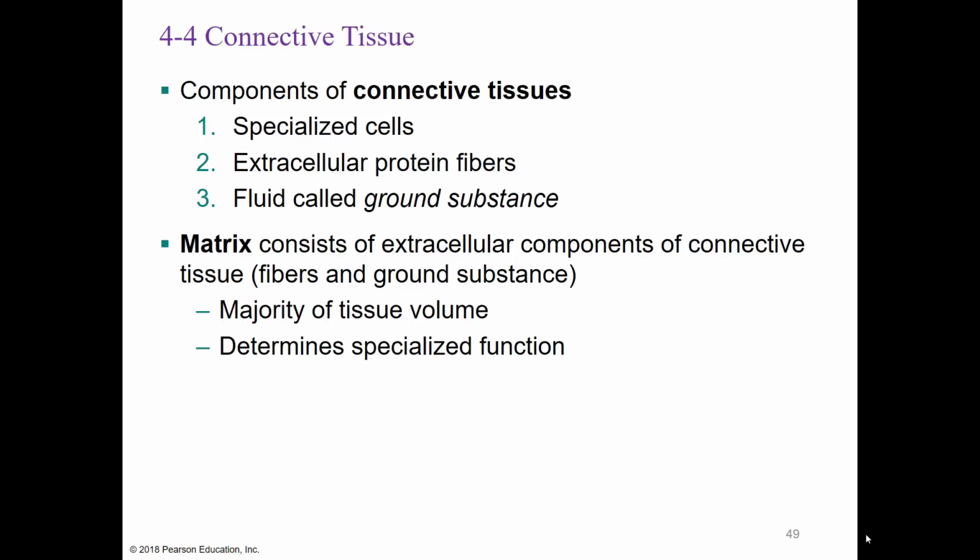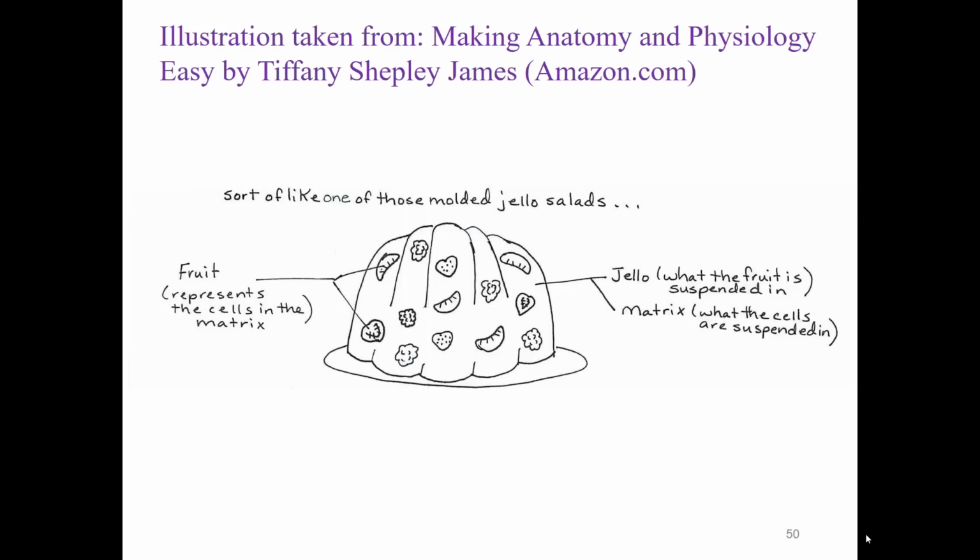The last two items, protein fibers and the ground substance, if we combine those two, we can refer to that as the matrix. So the matrix is made up of ground substance and protein fibers. The matrix makes up the majority of the tissue volume and will also help to determine the specialized function of the tissue. So let's take a look at that a little bit deeper.